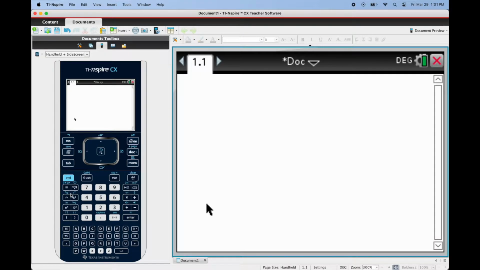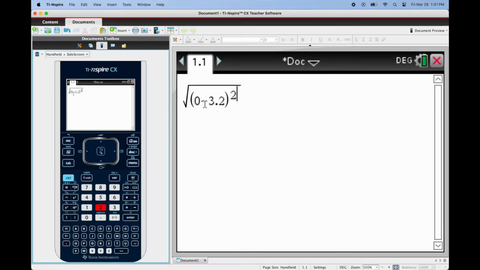So let's take the square root of, and the 0 minus 3.2, I'm going to write this out just exactly as it is. But essentially if we're squaring, we don't need the 0, and even this negative, since we take a negative and then we square it, it just turns into a positive. This would be equivalent to 3.2 squared, but let's write it out exactly as it is.